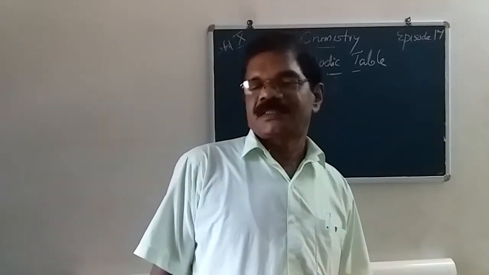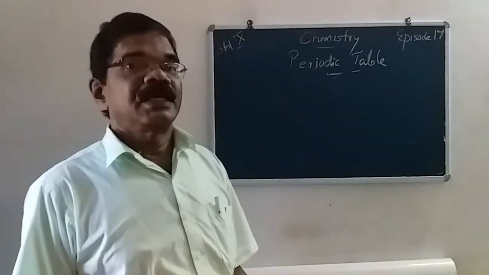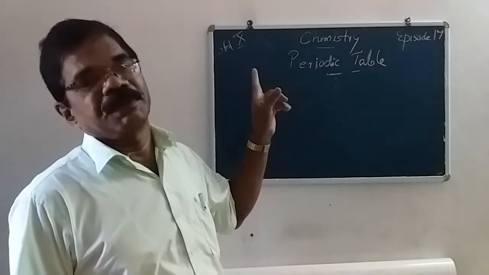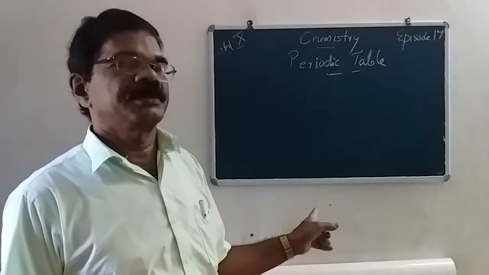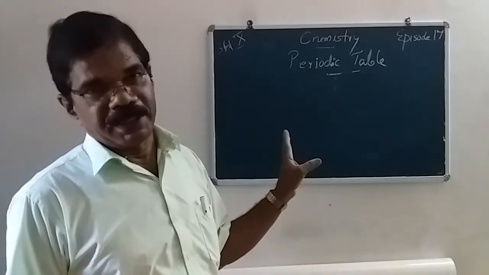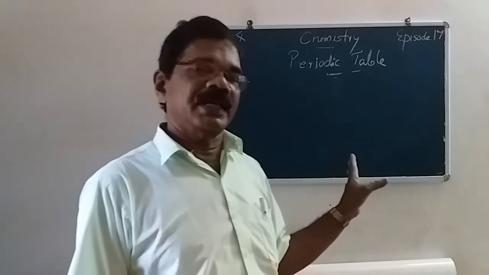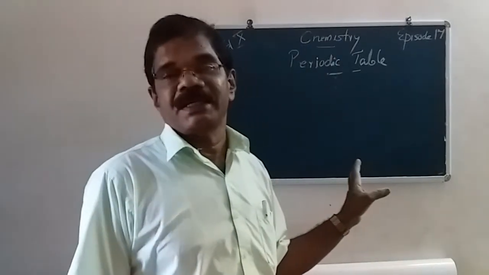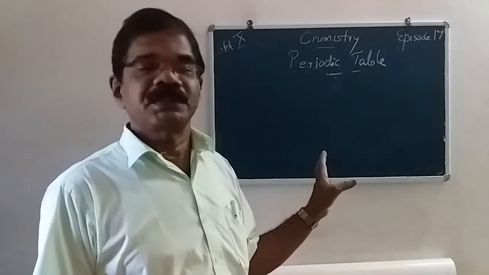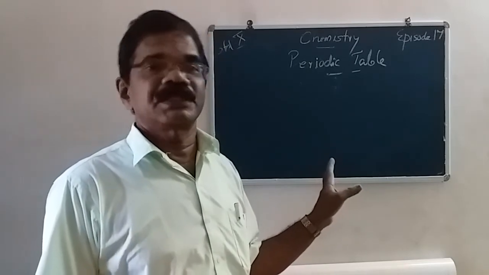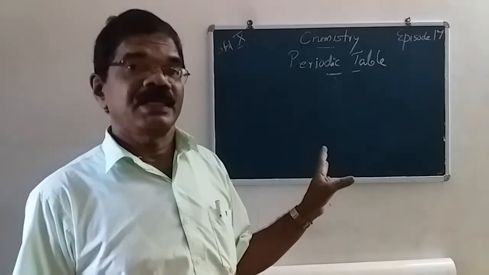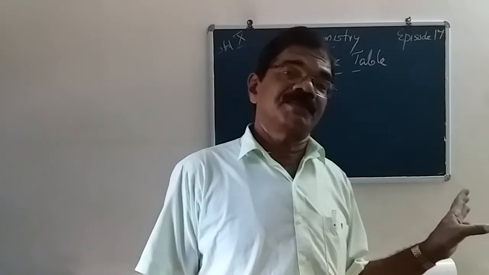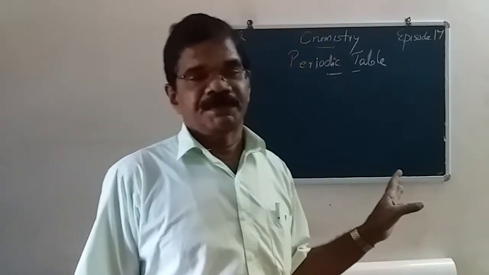The second thing we studied is the size of the atom, the atomic radii. The atomic radii increases in a group from top to bottom because the number of shells increases, and in a period from left to right the atomic radii decreases because the nuclear charge increases, therefore it pulls electrons to the center. So the size of the atom decreases in a period. We have also seen which is the biggest atom and which is the smallest atom.